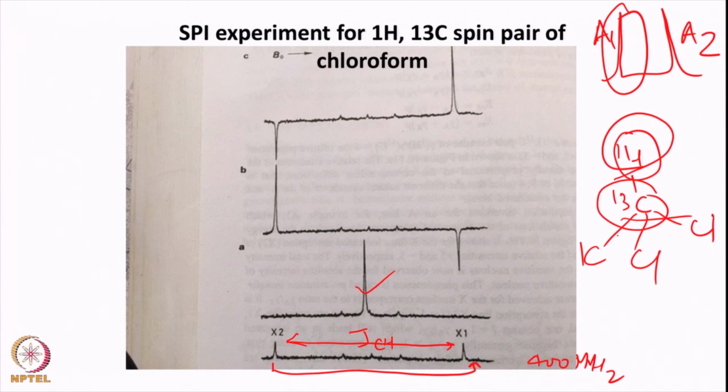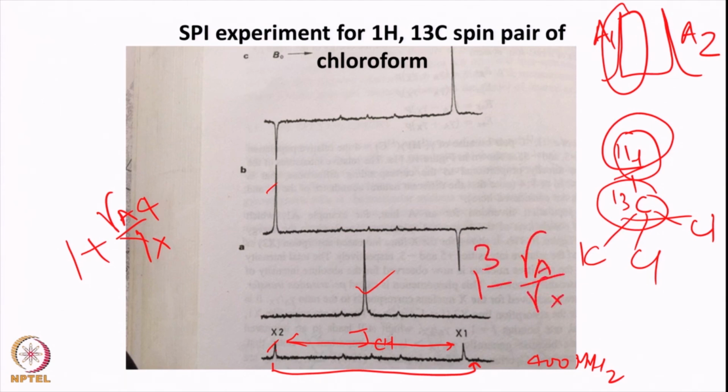Now the signal for 13C will be enhanced. Looking at the enhancement factor, X2 is enhanced quite a bit, and X1 is also enhanced, but X2 is enhanced more. This enhancement is generally given by gamma A divided by gamma X. So generally 4 times enhancement for the X2 spin, or actually 5 times: 1 plus 4, that is 5 times enhancement. For the other line we get 1 minus gamma A divided by gamma X, so that is 3. So we get enhancements of 3 and 5, and the average is 4.